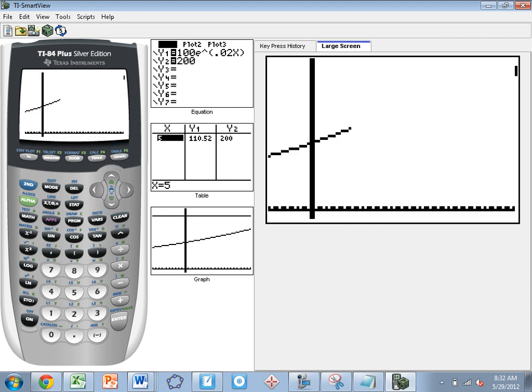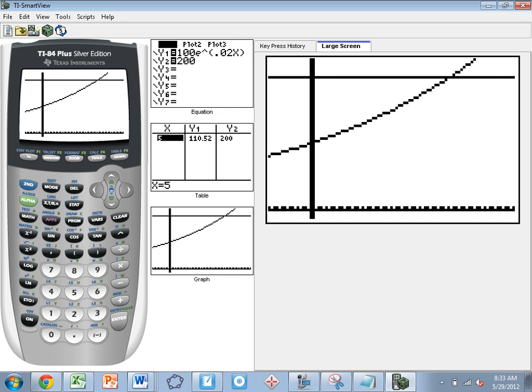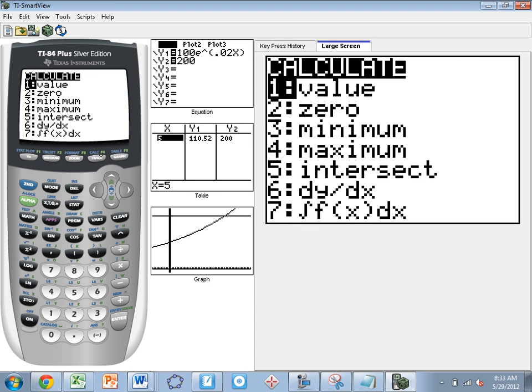There's my exponential growth, which now you can see the curvature, can't you? Now you've zoomed out a lot. And there's my constant function, y equals 200. What am I searching for again? Intersection. So what do I press? Intersection. Or second, calculate, or trace for now. It's fine, either one, because they're both there.